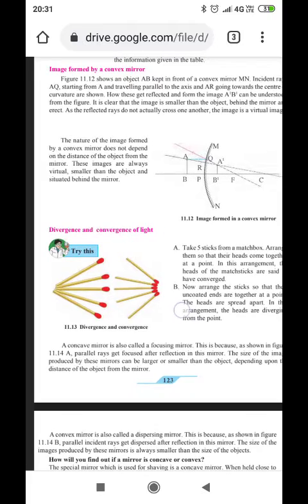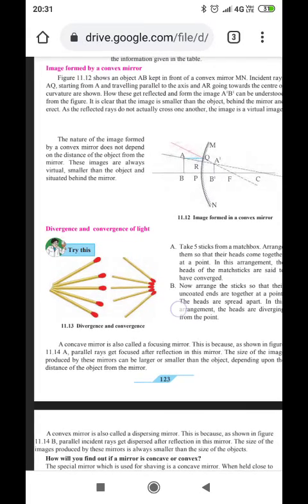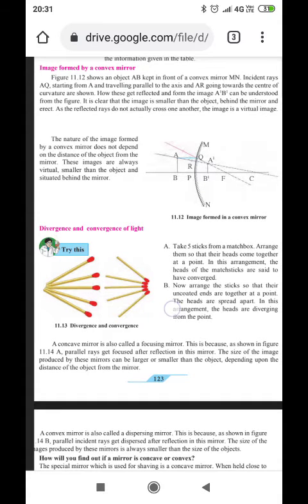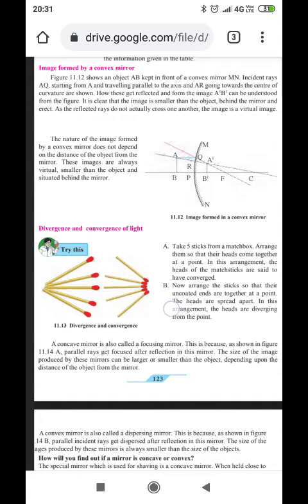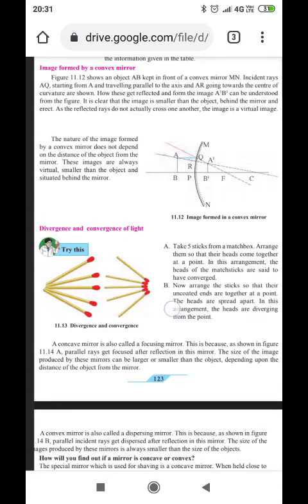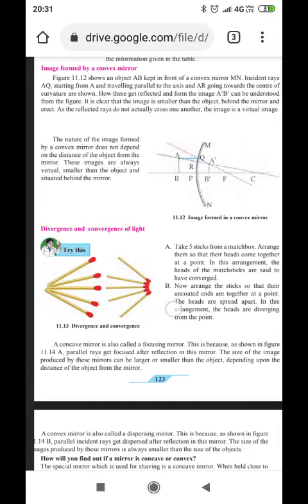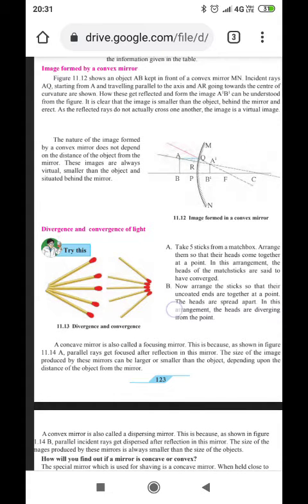Now figure 11.12 shows an object kept in front of the convex mirror MN. You can see in the diagram MN is there. Now incident rays AQ, starting from point A and traveling parallel to the axis, and AR going towards the center of the curvature, as shown in the figure. Now how these get reflected and form the image A1 B1 can be understood from the figure.